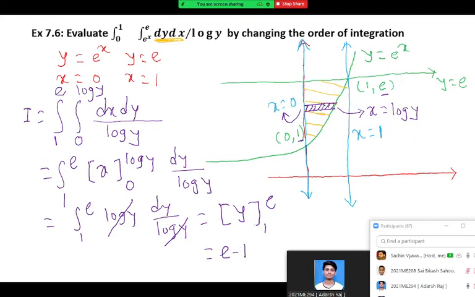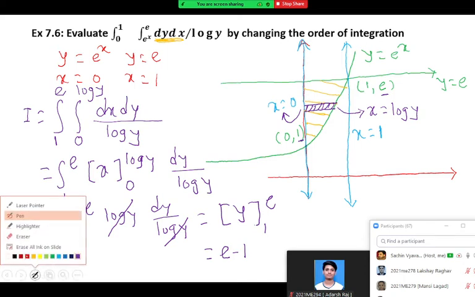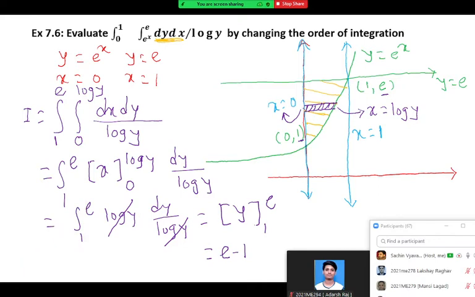Okay. If you see this horizontal strip, the horizontal strip first touches the curve. Left hand touches x equal to 0, so that is the lower limit for x. Right hand of the strip touches y equal to e raised to x. So if y is e raised to x, what is the value of x? Then x is log y, no? You take log on both sides.